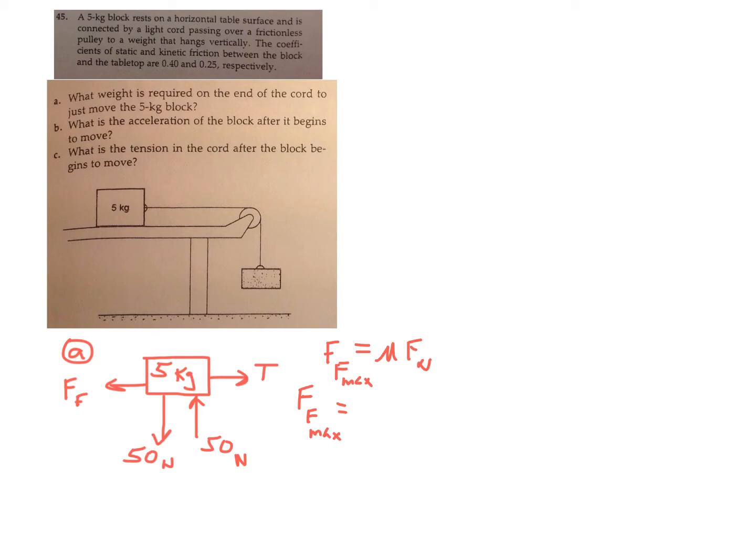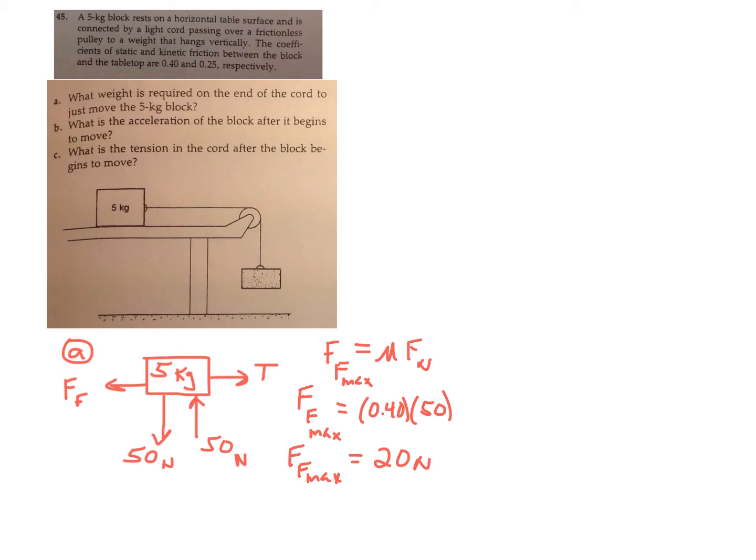So its maximum value, F sub F maximum, is, let's see, what's the coefficient of static friction here? 0.40. So 0.40 times 50. So the maximum frictional force is, I believe, 20 newtons. So that's how much weight we need to get this to go.